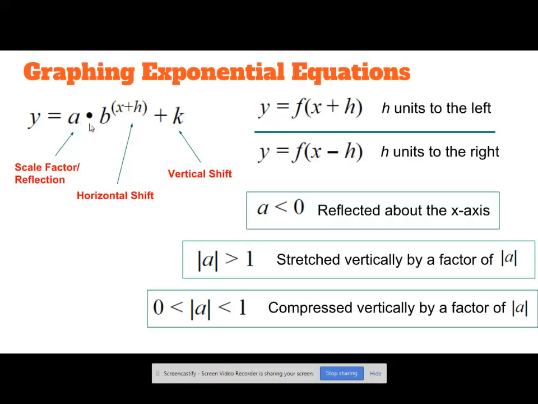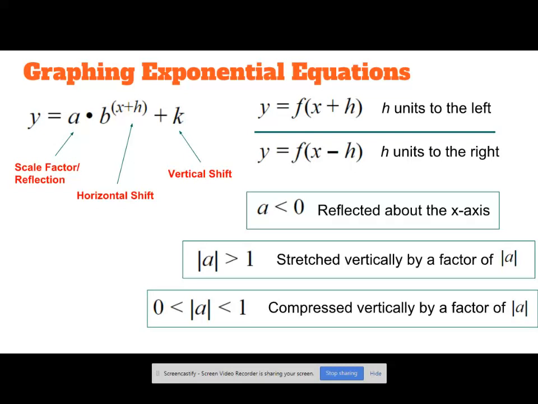The scale factor out front, if we multiply by some number bigger than 1, it's going to stretch it vertically and make it almost like an L shape, a steeper L. If it's between 0 and 1, it's going to compress it vertically. It's going to make it a flatter L. And if it's less than 0, it's going to reflect it across the x-axis.